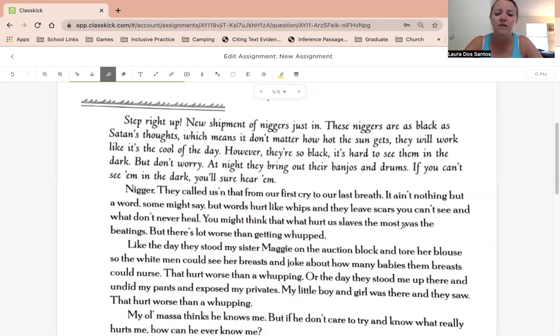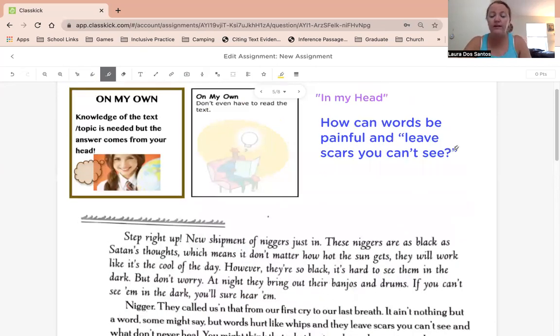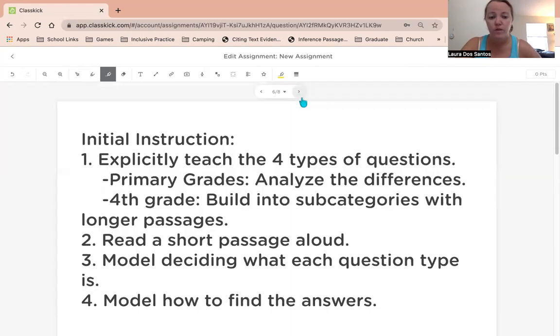So this idea of words being painful and leaving scars you can't see. So maybe kids or anybody could think about a time when somebody said something to them that they couldn't forget. And it really impacted them and made them upset, it made them angry, and they still remember it to this day. I think kids would have a lot to say about that. So taking a really tough subject, but making it relatable on my own, we can answer this question: how can words be painful without having to have read this text? So those are the 4 types of questions.